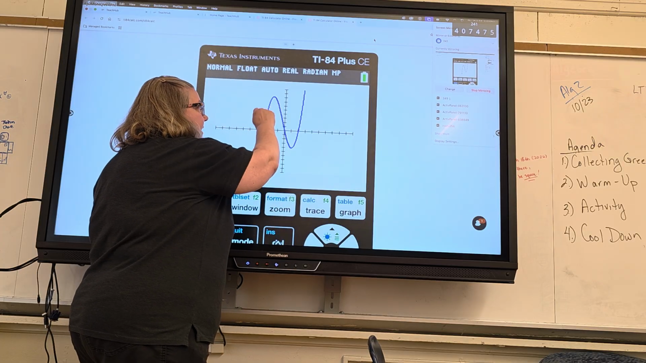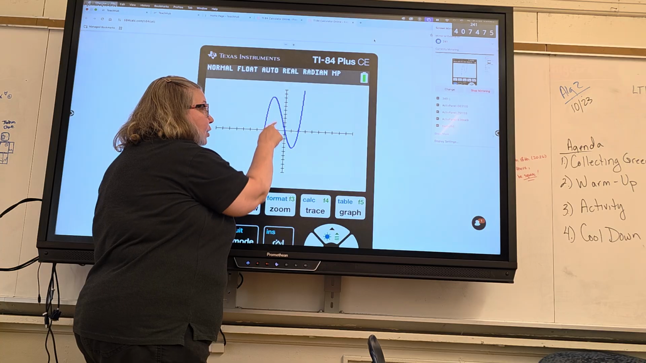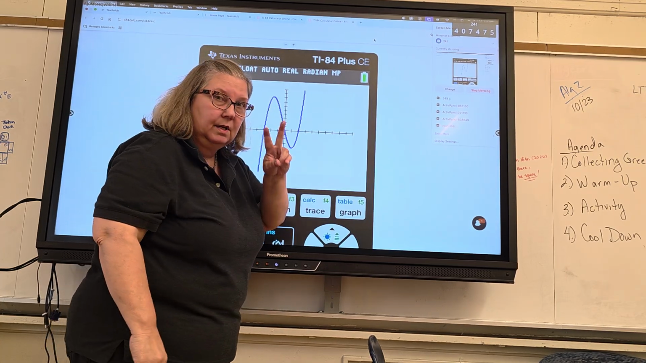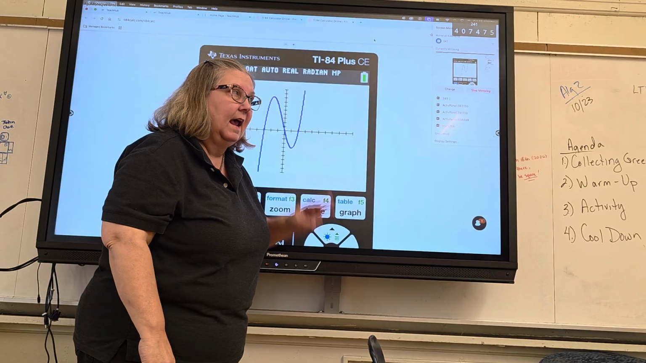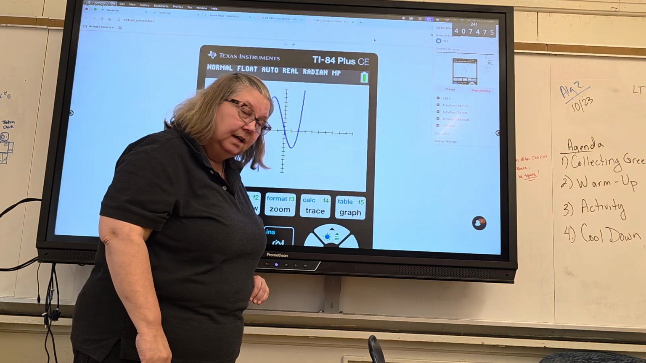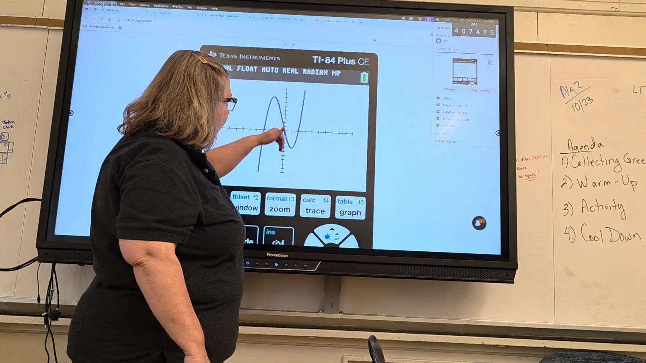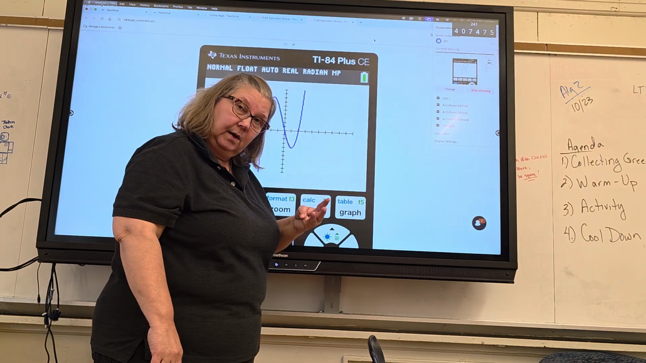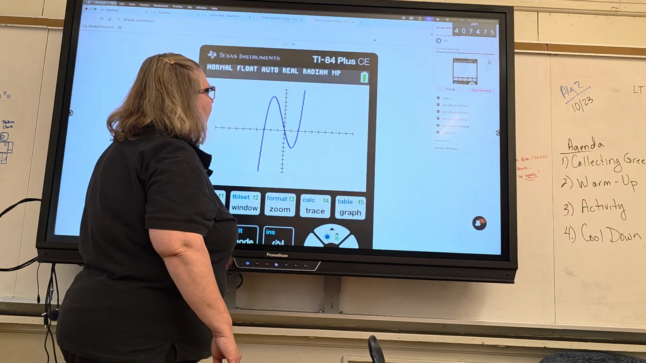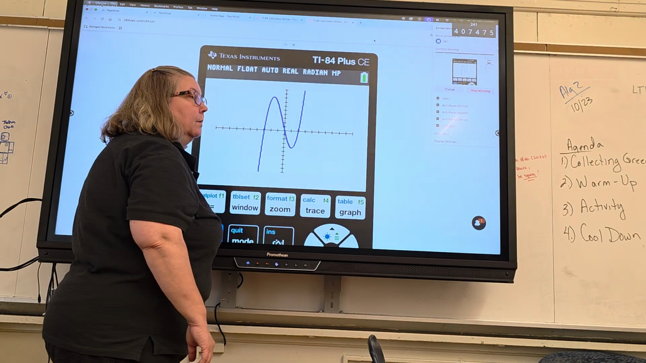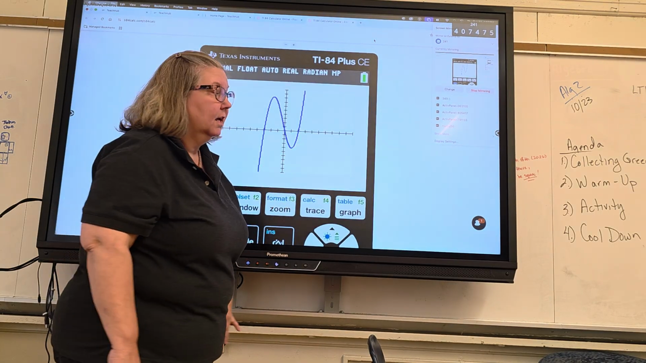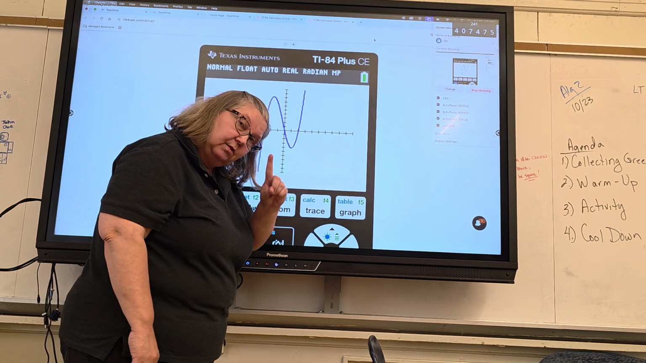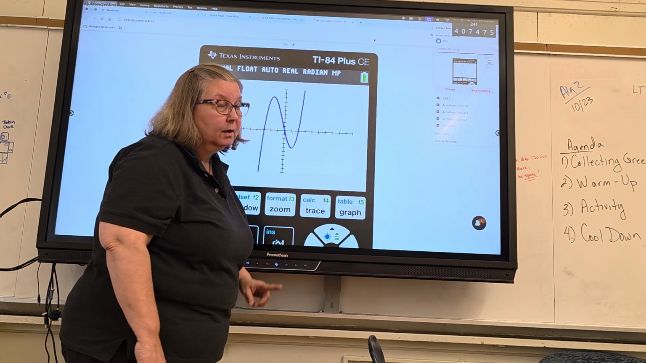Since this has two terms, see how there's a term there and a term there? You take the number of terms, add one, and that's the degree. So in this case, we only have two terms, so the degree is 3. If we had 4 terms, we would have a degree of 5. If we had no terms, we would have a degree of 1, and we call that linear.